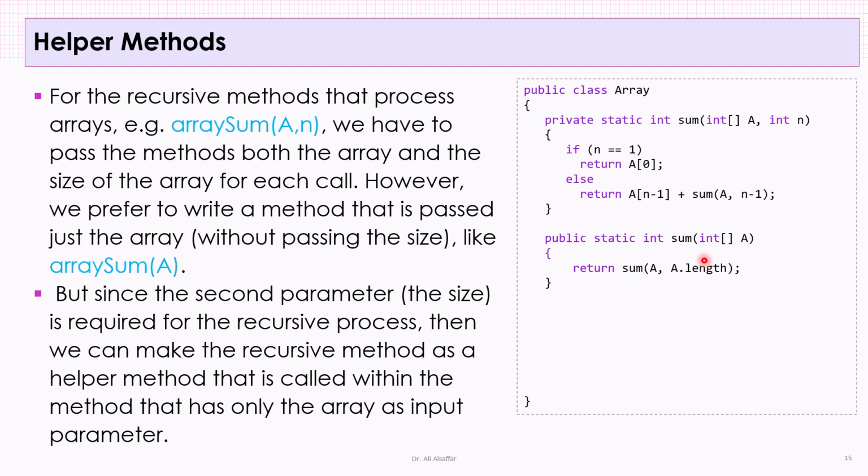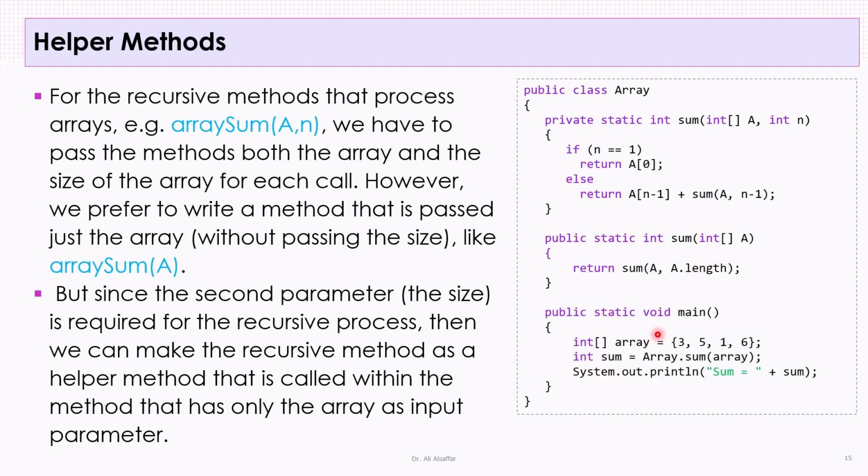So now how to call this method? Inside main, we have defined an array and initialized all its elements with 3, 5, 1, and 6. And now we call the method that accepts only the array within the class array. And then when this method accepts the array, it's going to call the helper method, which is the recursive method for finding the sum of all elements of the array.